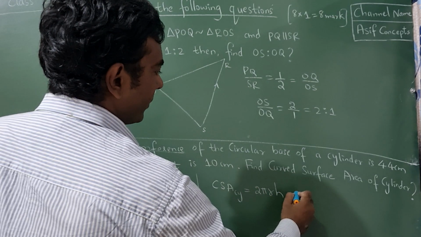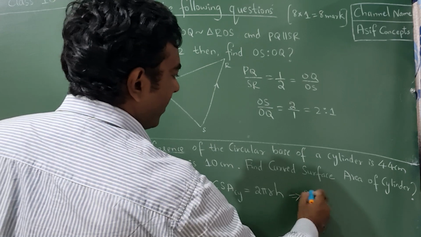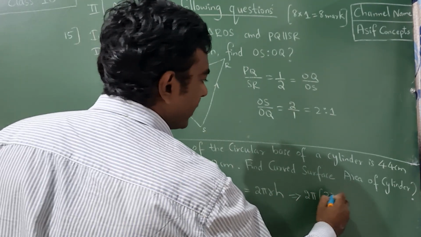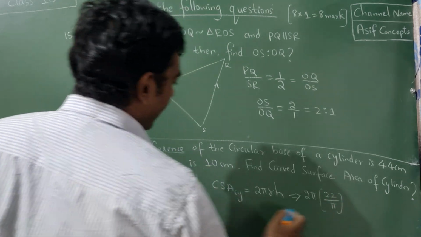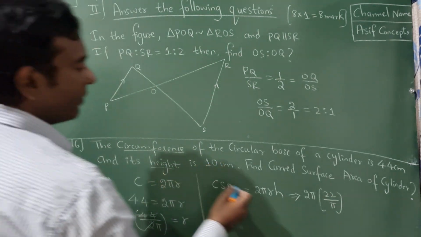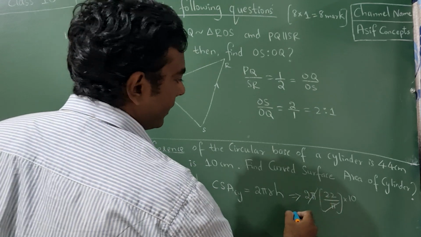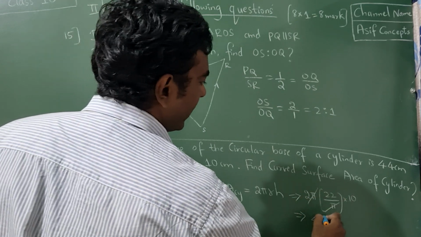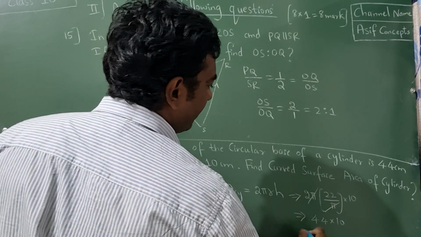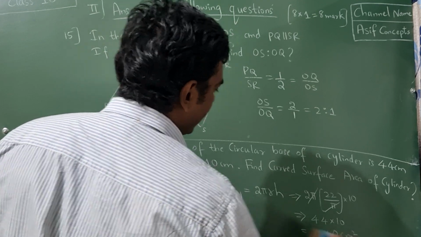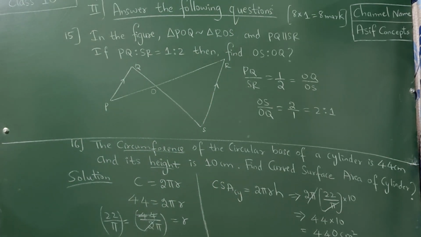Now here 2 pi, r value is how much? 22 by pi. And h value, height, how much have they given? 10 centimeter. So right here 10. Pi and pi get cancelled. 2 into 22 is 44 into 10. So the answer is 440 centimeter square, since it is an area.